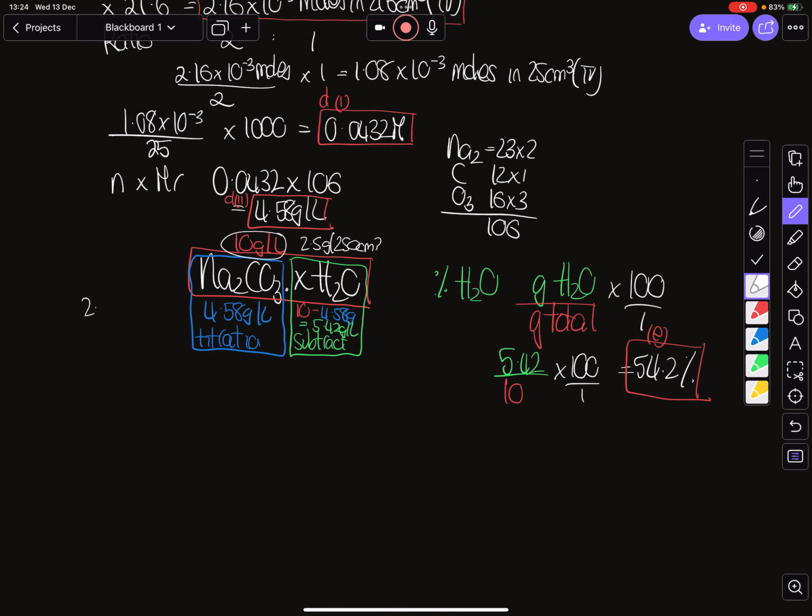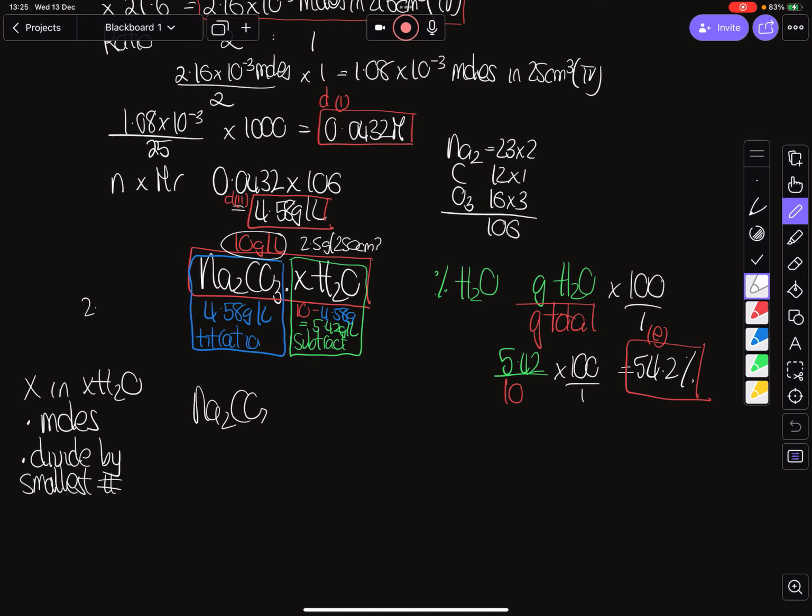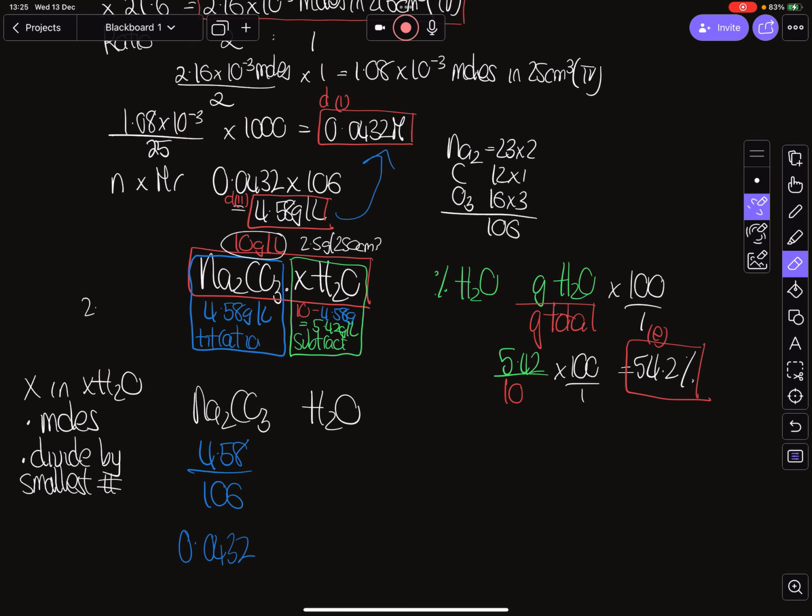Okay, the next part that we have to do is we have to work out the value of X in the XH2O. This is using the empirical formula method, and if you can remember what that was, we find our moles and we divide by the smallest number. When we did empirical formula, we would have been just using elements, but now we're going to be using compounds in which to do it. So we're going to put H2O here. So we put in what we have. We have 4.58 grams. We're going to divide that by 106. And when we do that, we end up with 0.0432. So this is essentially going backwards from our D part 2 to our D part 1.